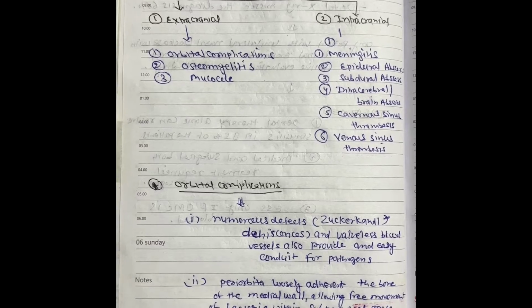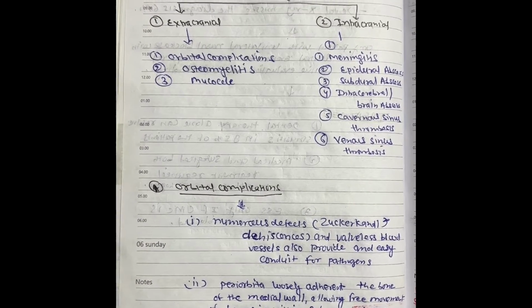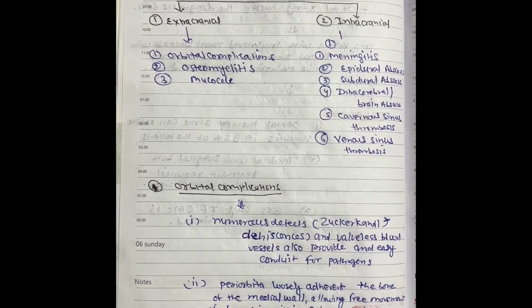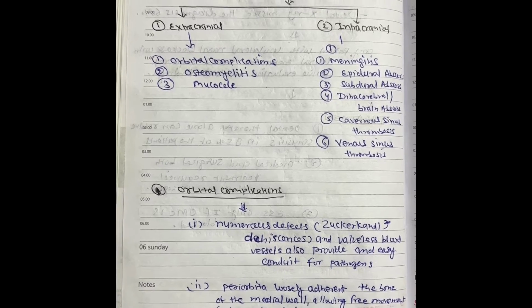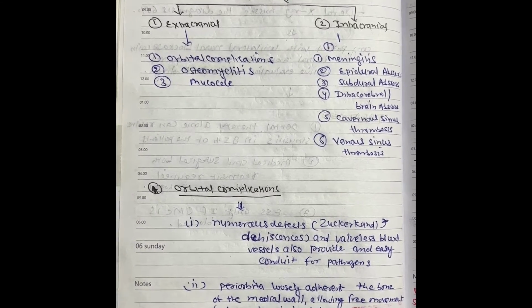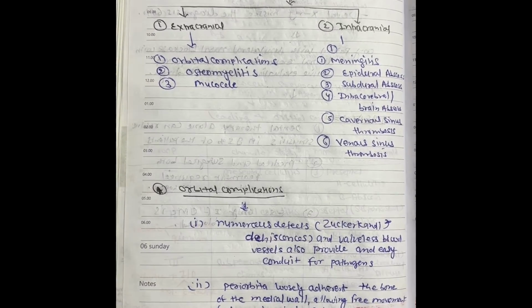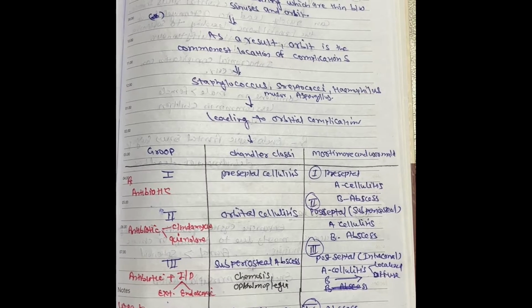And intracranial complications are meningitis, epidural abscess, subdural abscess, intracerebral or brain abscess, cavernous sinus thrombosis, or venous sinus thrombosis, that is other sinus thrombosis. There are a total of 9 common complications of sinusitis. It may be because of acute sinusitis or because of chronic sinusitis.